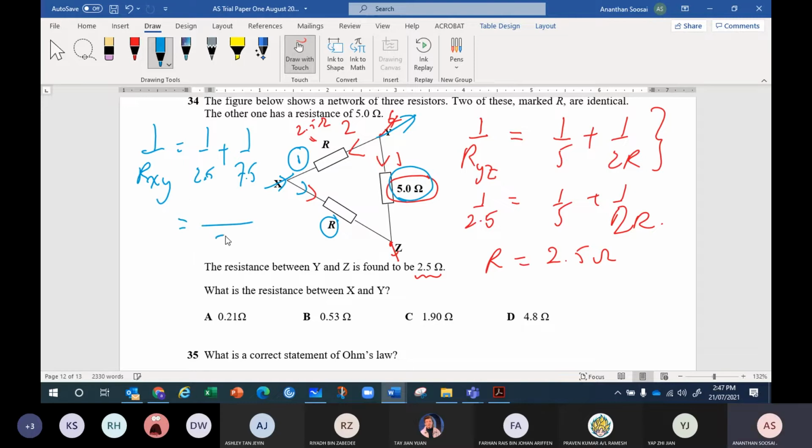Work it out. 7.5 is what? I think you get 3 plus 1, right? 3 plus 1 over 7.5 gives 1 over R_XY. So R_XY is 7.5 divided by 4. What do you get? 1.8 something, or 1.85. Is C the answer? C is the answer. So yeah, this is the working.